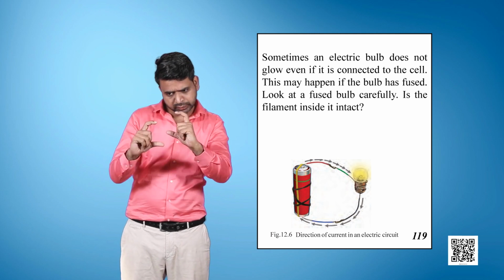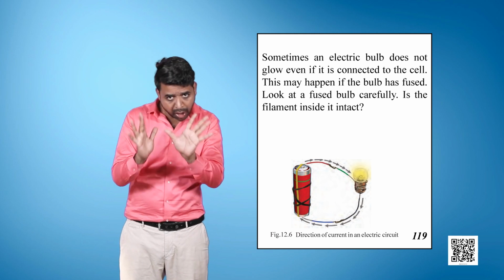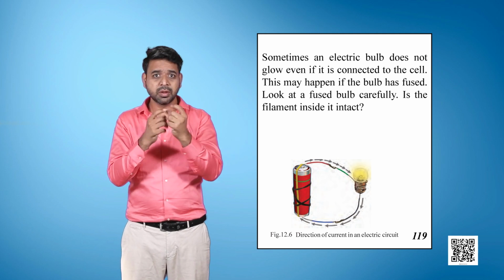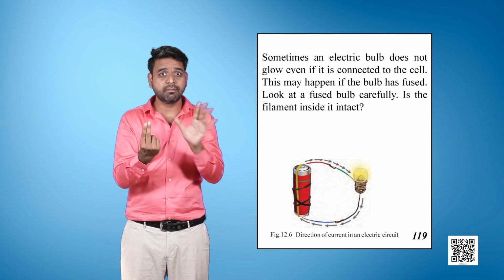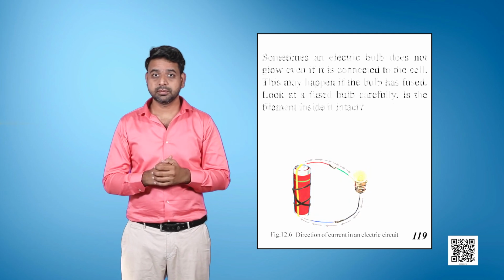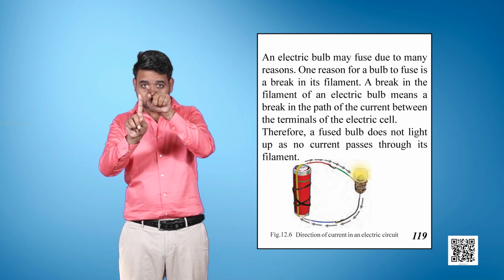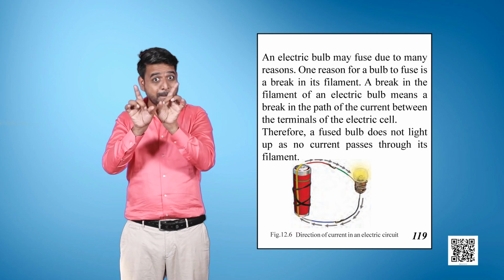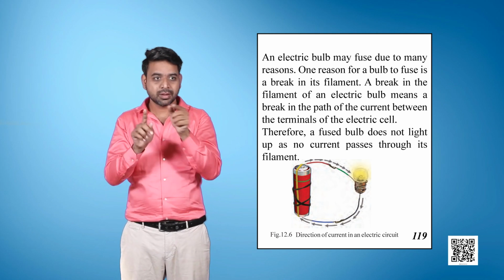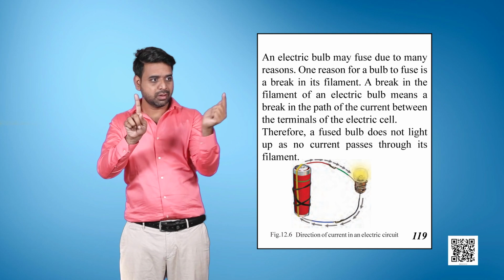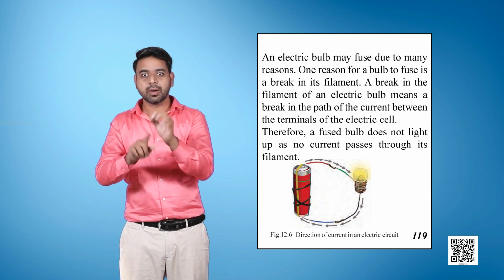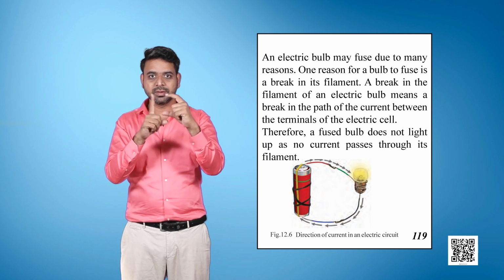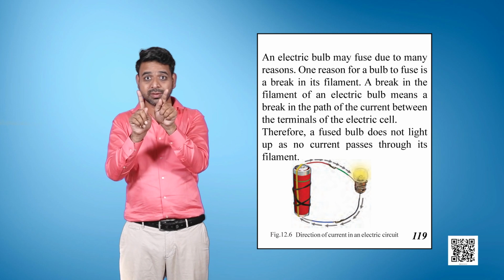Look at a fused bulb carefully. Is the filament inside it intact? An electric bulb may fuse due to many reasons. One reason for a bulb to fuse is a break in its filament. A break in the filament of an electric bulb means a break in the path of the current between the terminals of the electric cell. Therefore, a fused bulb does not light up as no current passes through its filament.